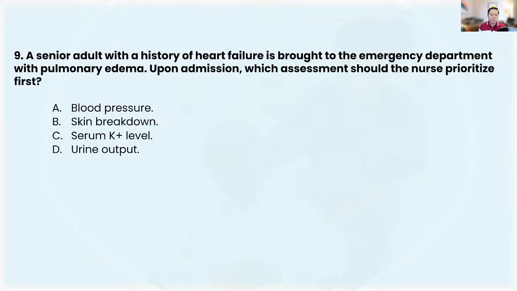A senior adult with a history of heart failure is brought to the ED with pulmonary edema. Upon admission, which assessment should the nurse prioritize first? Is it blood pressure? Is it skin breakdown? Is it serum K level? Or is it urine output? The question states, a senior adult with a history of heart failure is brought to the ED with pulmonary edema. Upon admission, which assessment should the nurse prioritize first? Is it A, blood pressure? Is it B, skin breakdown? Is it C, serum K level? Or D, urine output?